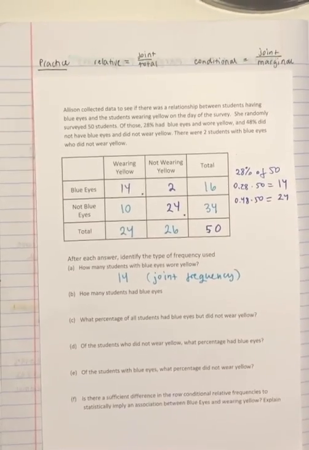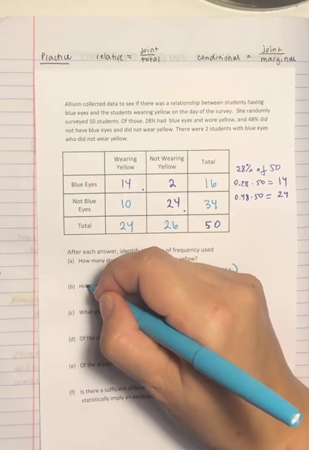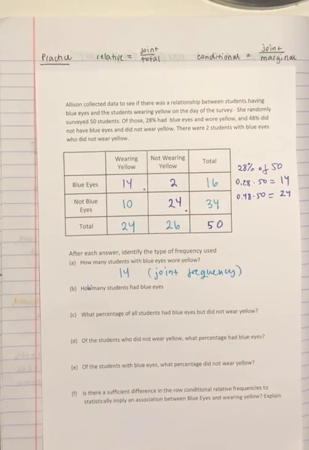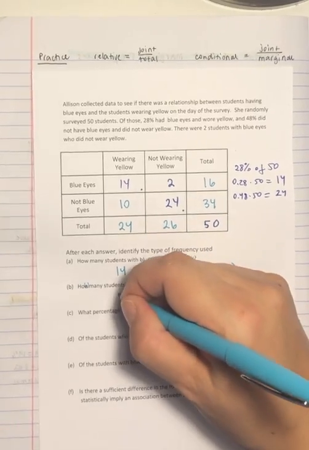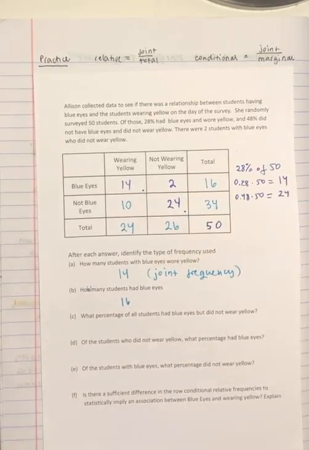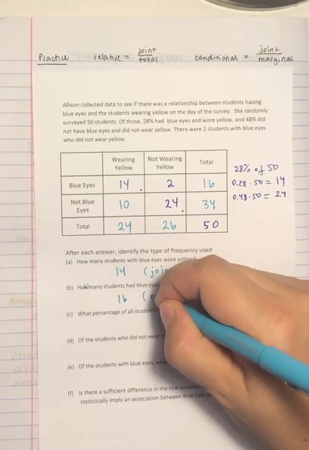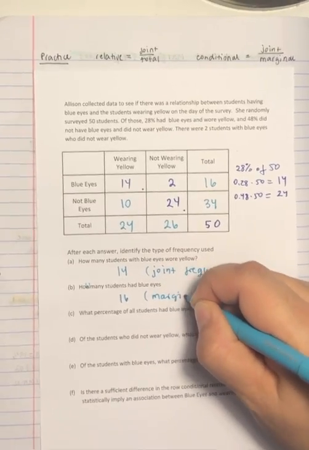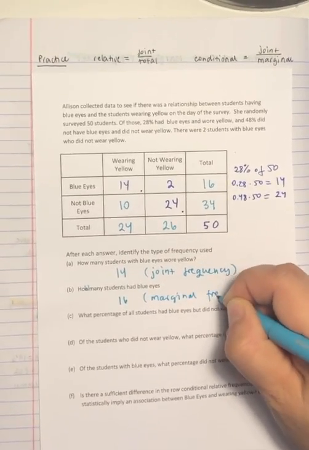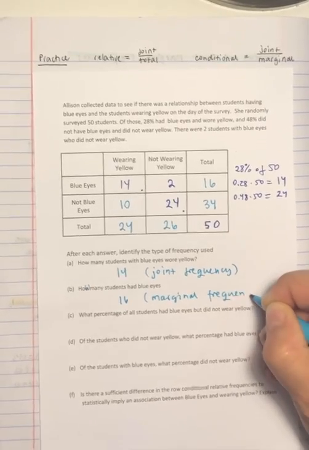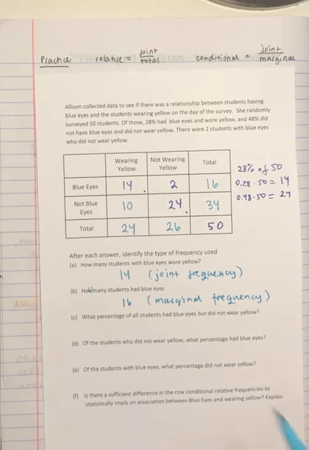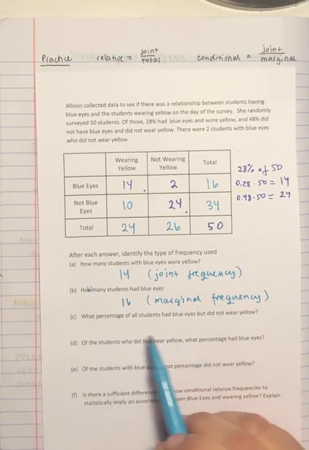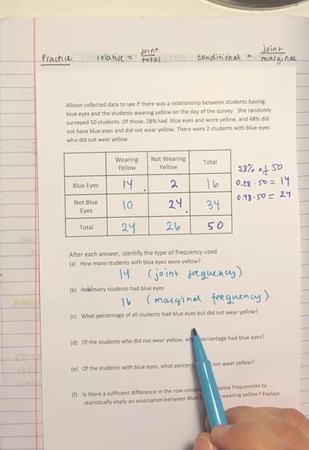Next question: how many students had blue eyes? The total number of students that had blue eyes is 16. This is the number on the margin, so we know this is marginal frequency. Again, we didn't make any percentage or decimal, so it's just a whole number, so it's not relative frequency.